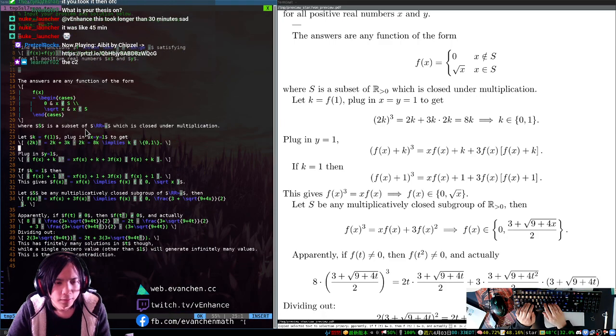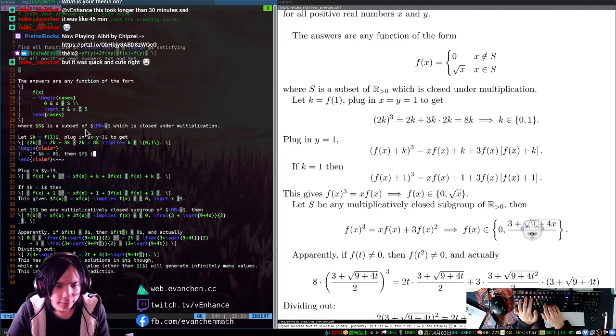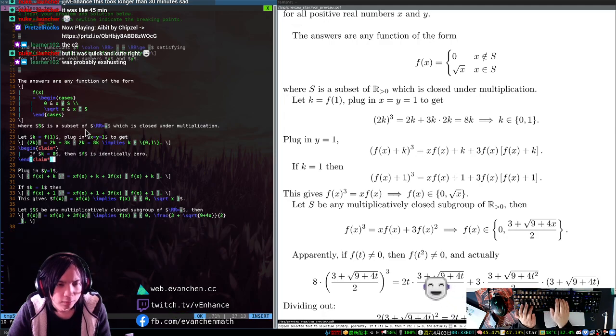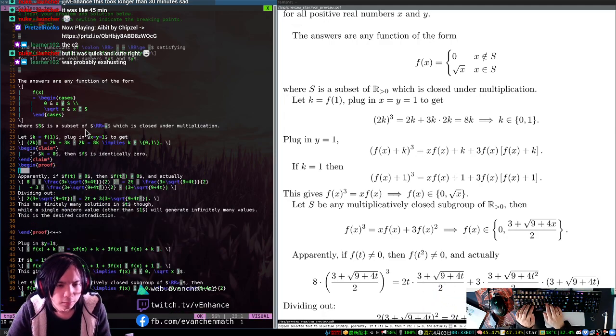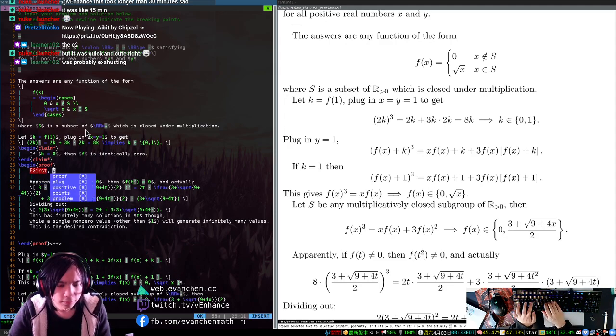Okay. So if k equals 0, then f is identically 0. First, okay.